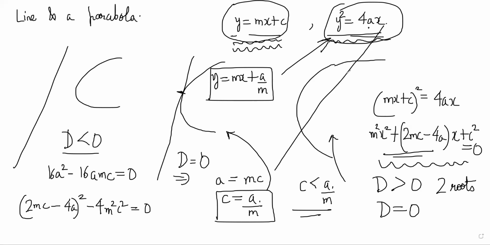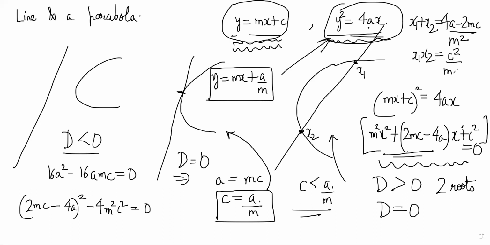So suppose you know that it is cutting two places, the roots will be x1 and x2 here. And you can say from this quadratic, the sum of the roots and product of the roots are already known. x1 plus x2 should be (4a minus 2mc) by m square, and x1 x2 should be c square by m square, right? If the values of c, m, a and so on are given, then you will know the values here, and you will be able to find intersection x1 and x2, right?